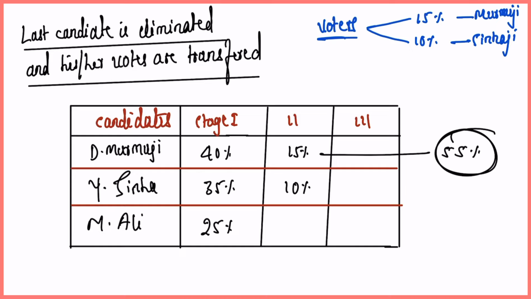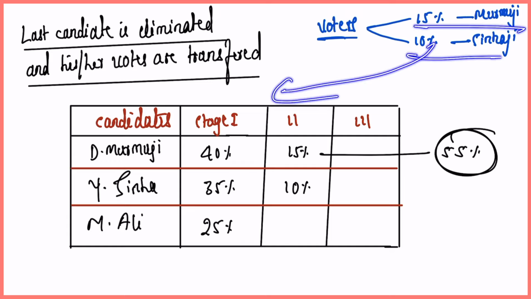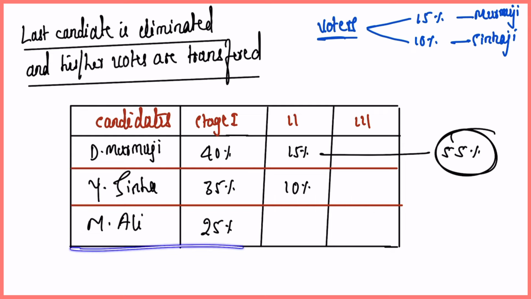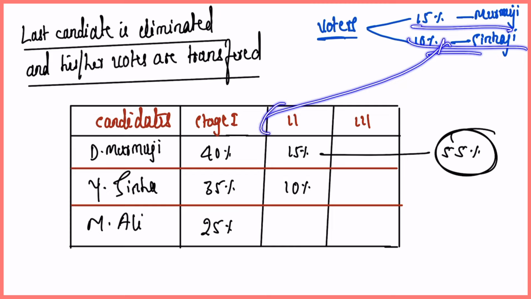So this is what the single transferable voting system means, and this is how transfer of vote happens, and this is how the last candidate is eliminated and his slips are taken into account to transfer second preference votes to the remaining candidates. I hope you have understood. I hope I have made it clear and simple to understand.